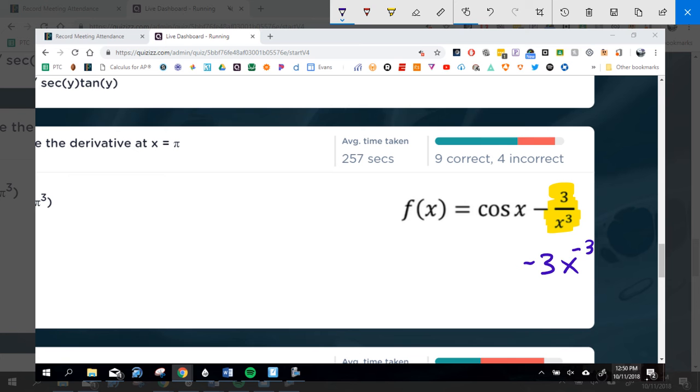Negative 3. So this is what I'm taking the derivative of, cosine x minus 3x cubed. The derivative of cosine is negative sine. The derivative of negative 3x to the negative third, I'm going to multiply to get positive 9x to the negative 4. I'm finding this derivative at pi, so I'm going to plug in pi.